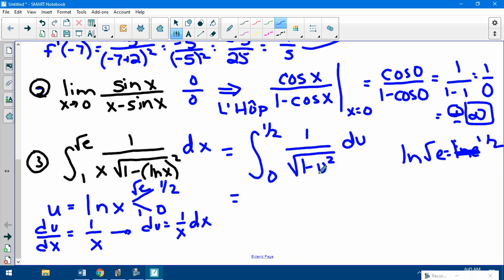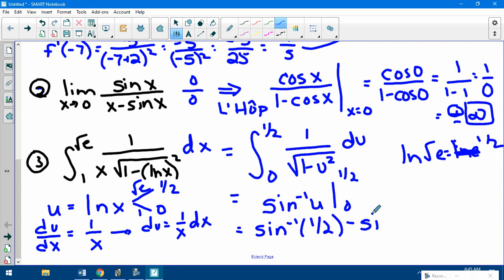Okay, now what's this turn into? The radical, positive radical, with a minus, is sine inverse. So this is sine inverse of u, evaluated from 0 to 1/2. Which means I just need to figure out what sine inverse of 1/2 is minus sine inverse of 0.